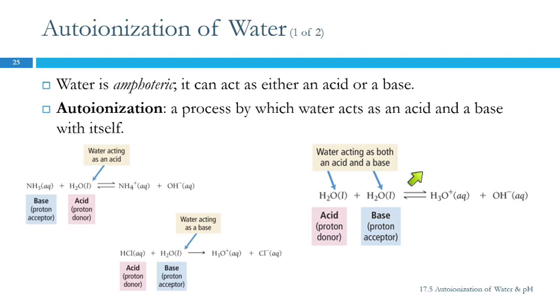So that's this reaction over here. Here you have a water molecule and another water molecule. This one can act as the acid by donating a proton to the other one. This one acts as the base. So then this one becomes the conjugate acid, and that one becomes the conjugate base. Yeah?